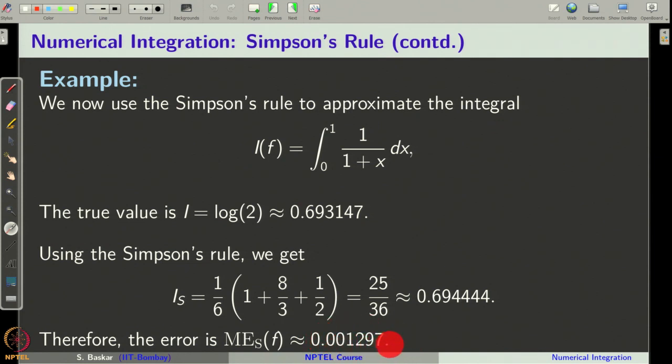0.001297. Of course, this is strictly speaking also involving the arithmetic error, because we are representing all these numbers after a rounding approximation, right? Therefore, we should ideally call it the total error, but just with a little abuse of notation, we are just calling it the mathematical error only. But you have to bear in mind that strictly speaking, this is the total error.